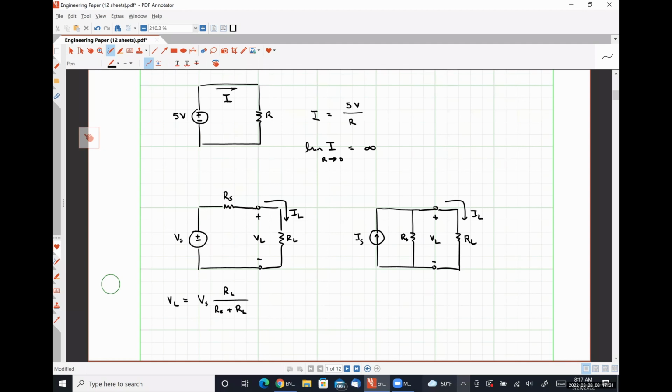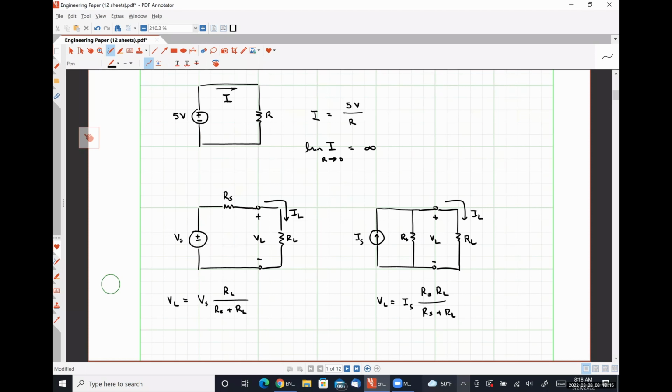And on the right-hand side, our load voltage VL would be IS multiplied by RS times RL over RS plus RL. So on the left-hand side, I'm just using voltage division to get my voltage drop VL. On the right-hand side, I'm using Ohm's law to get my voltage drop VL. And from here, we can do it with the currents in a moment if we feel that we need to.